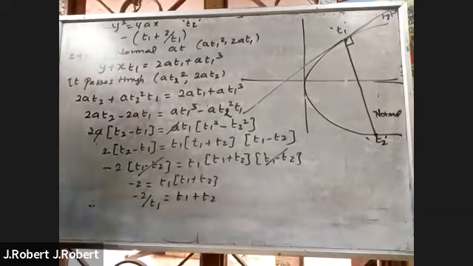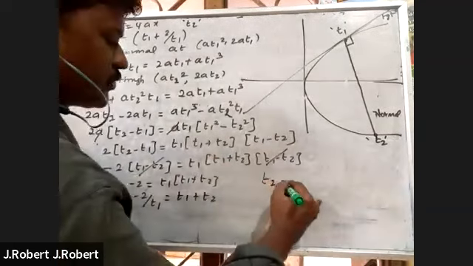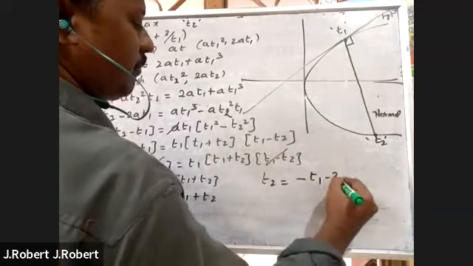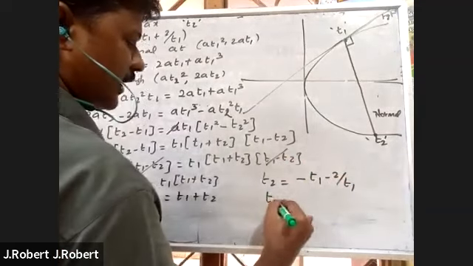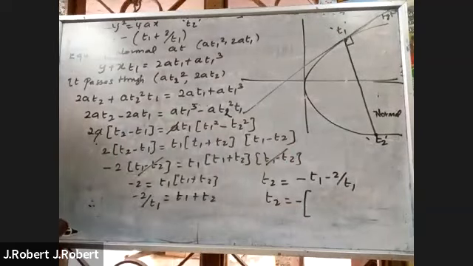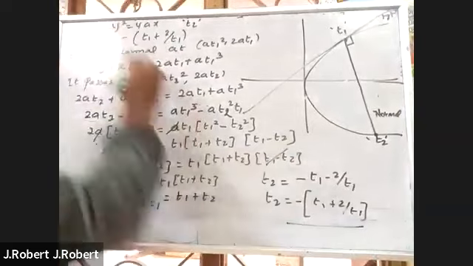But I have to prove that t2 is equals to minus of, bring this t1 this side, this becomes minus t1, minus 2 by t1. So therefore your t2 is equals to, if I take minus common outside, then we have t1 plus 2 by t1. That is the answer we have proved.